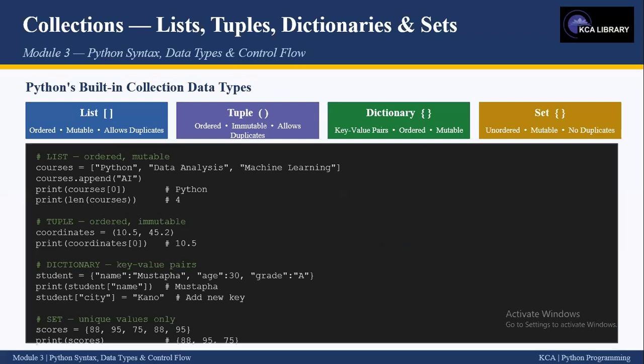Collections: lists, tuples, dicts, sets. Often, we need to store groups of data. Python offers 4 powerful collection types. Lists are ordered and changeable. Tuples are ordered but cannot be changed. Sets are an unordered collection of unique items. And dictionaries store data in key-value pairs, much like a real-world dictionary. Choosing the right collection is key to efficient data management.